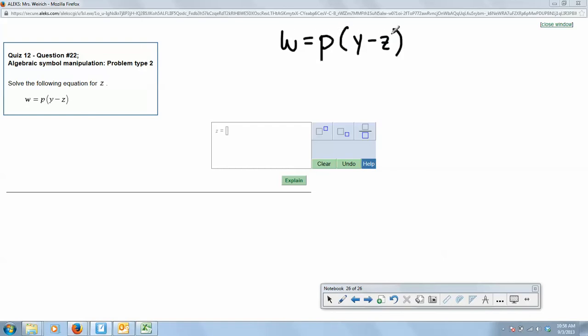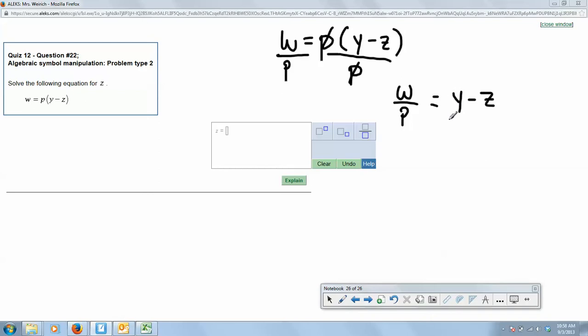Now think about it. In the order of operations, you would have to do the parentheses and then multiply. So we're undoing that. We want to get rid of multiplying first, so we would divide by P. So you have W over P equals, the P's cross off, y minus z. And at that point, with y minus z, you don't need the parentheses.